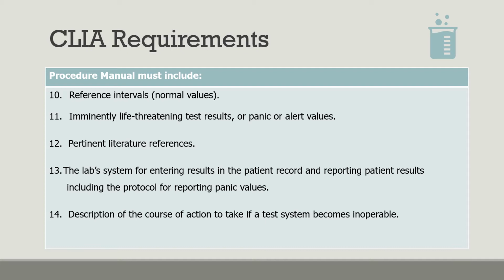And finally, a description of what to do if a test system becomes inoperable. In other words, sort of your backup plan if your analyzer goes kaput. Now, not all of these requirements will be in every procedure manual, but if they are applicable to that specific test, they must be included. And remember, CLIA is your minimum requirements, so your lab's accrediting agency might have more stringent requirements, so you always want to check those.